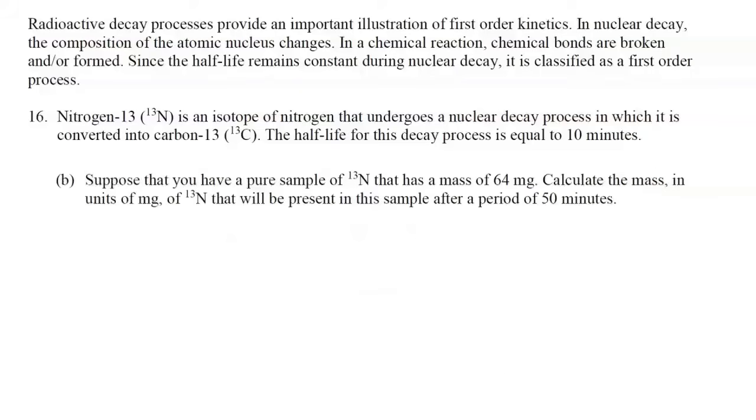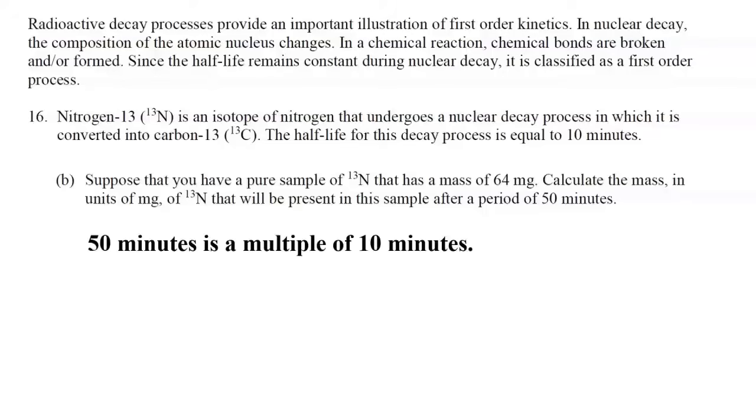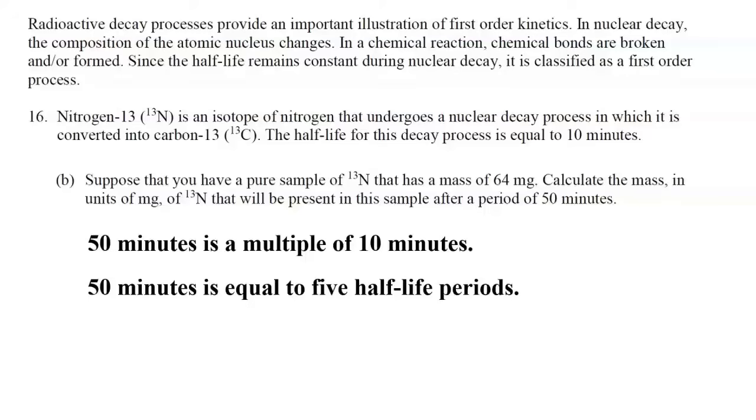In part B of this question, it says, suppose that you have a pure sample of nitrogen-13 that has a mass of 64 milligrams. Calculate the mass in units of milligrams of nitrogen-13 that will be present in this sample after a period of 50 minutes. So what's nice about the math in part B is that 50 is a multiple of 10. So that means that we have exactly 5 half-life periods.